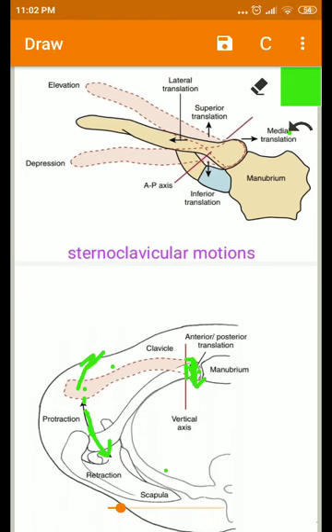So during protraction and retraction of the clavicle, there are also some movements taking place at the scapula level. During protraction, abduction of the scapula occurs, whereas in the retraction of the clavicle, there is adduction of the scapula. Okay, because the scapula is attached to the distal end of the clavicle.